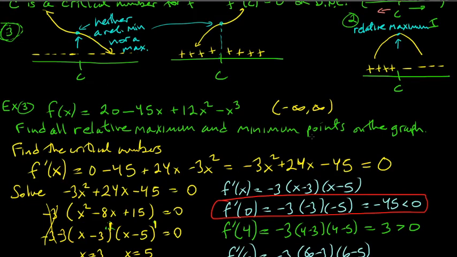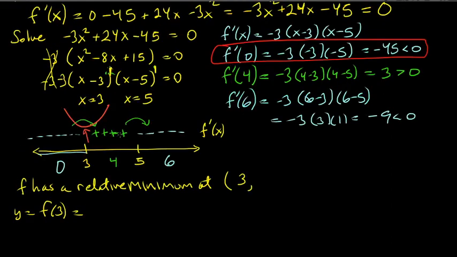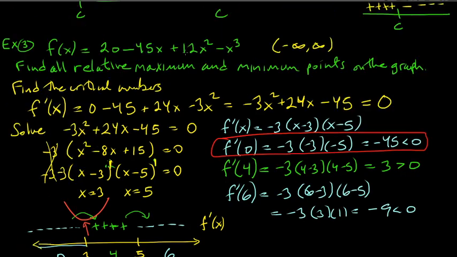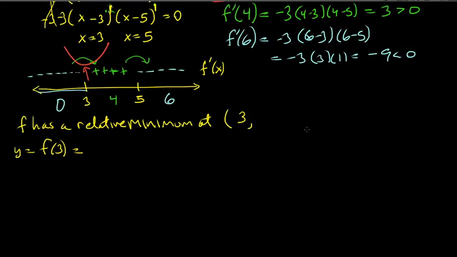Now, remember, they wanted the minimum points. Remember, a point is not a number. It's a pair of numbers, an x and a y. So how do you find the y? Let me try that again. That 3 looks weird. Okay, so x is 3, y is what? So y is just going to be f of 3, but f is the original function. Don't plug it into the derivative. You got to plug it into the original function up here. Okay, so that's just using a calculator.